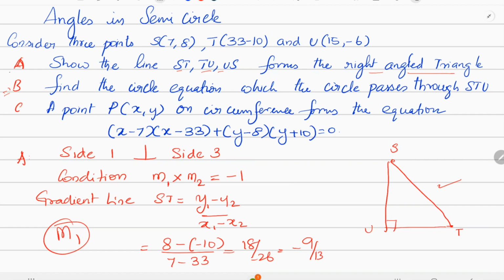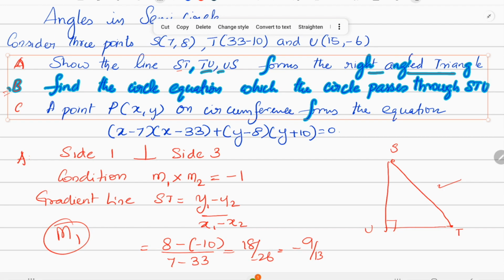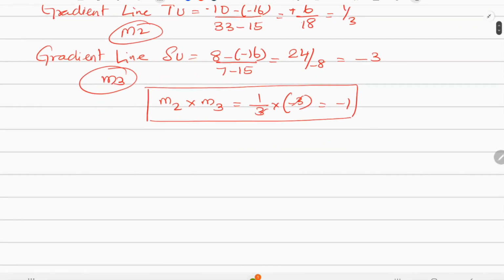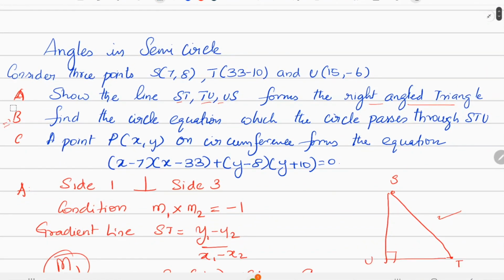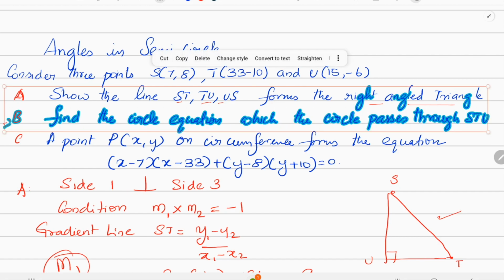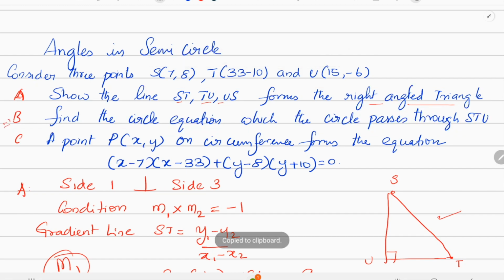Better to copy paste. Copy and I paste here. Why is it not copied? Let me copy once again. Copy.